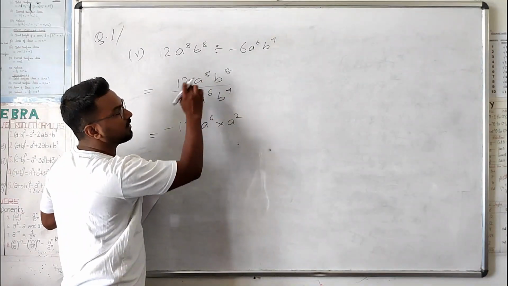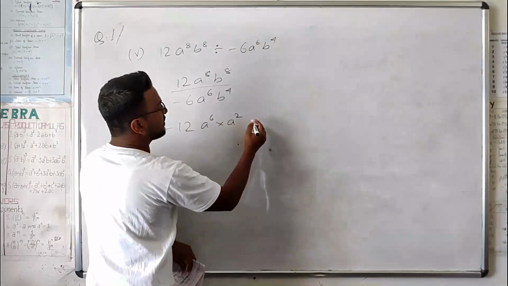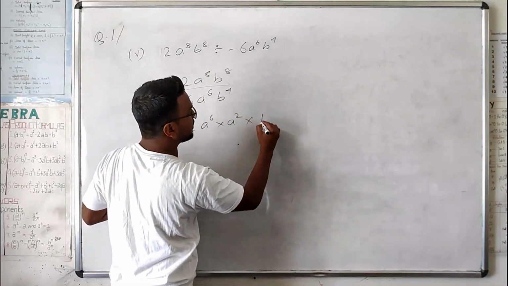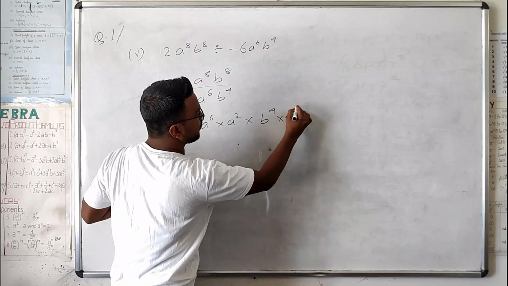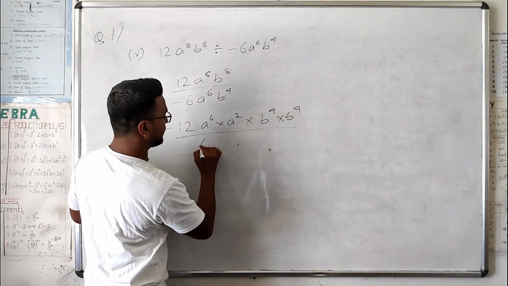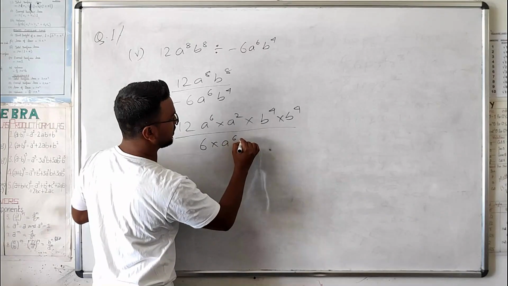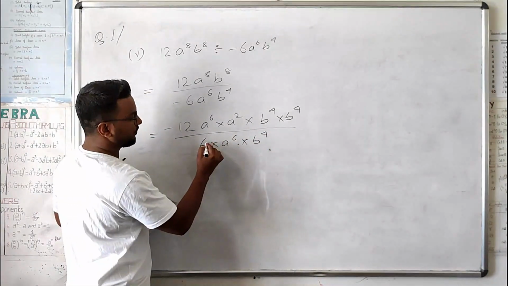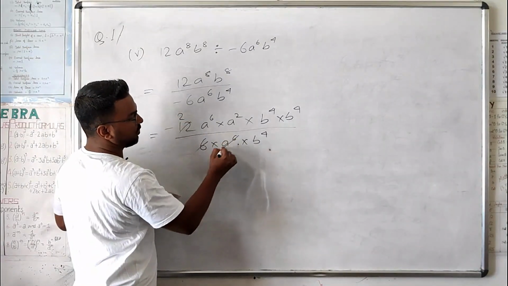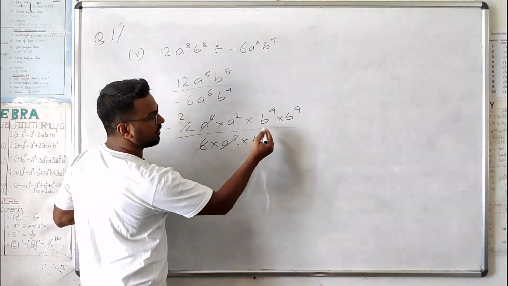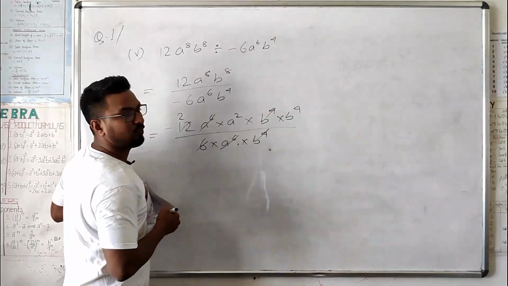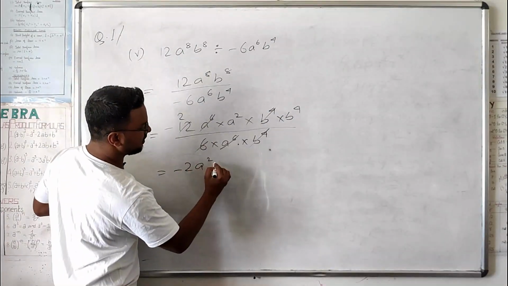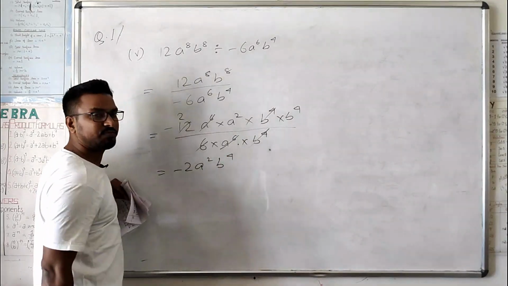If you add this one, then it will become a to the power 8. And this can be written as, minimum it is how much? B to the power 4. So this can be written as b to the power 4 into b to the power 4 divided by 6 into a to the power 6 into b to the power 4. Okay. So 6 2s are 12, a to the power 6, a to the power 6, it will get cancelled. B to the power 4, b to the power 4, it will get cancelled. What will remain? Minus 2 a square b to the power 4. Fine.